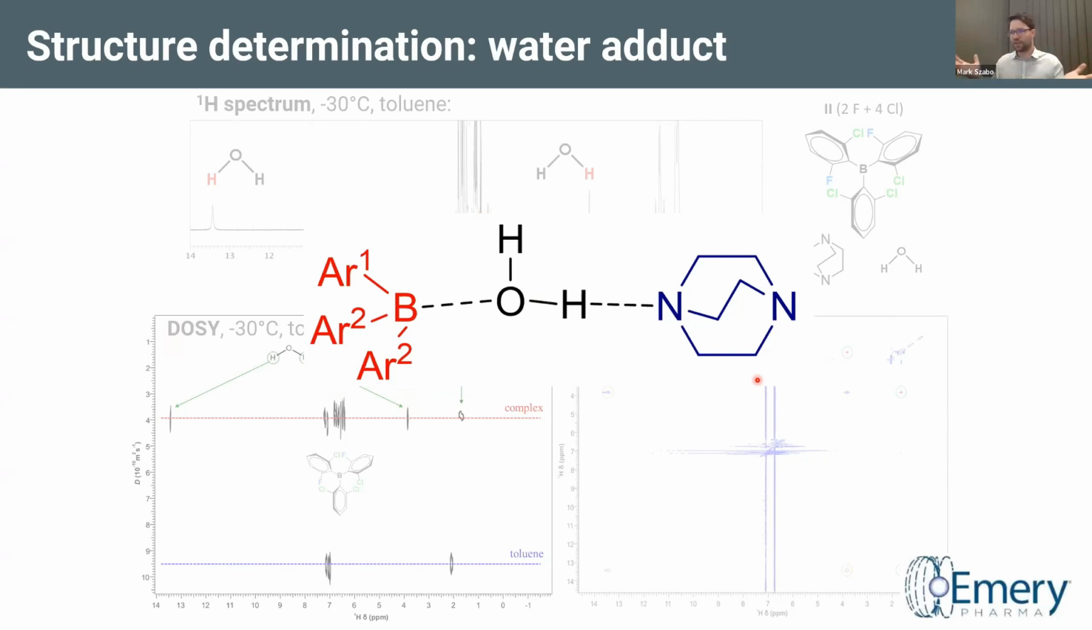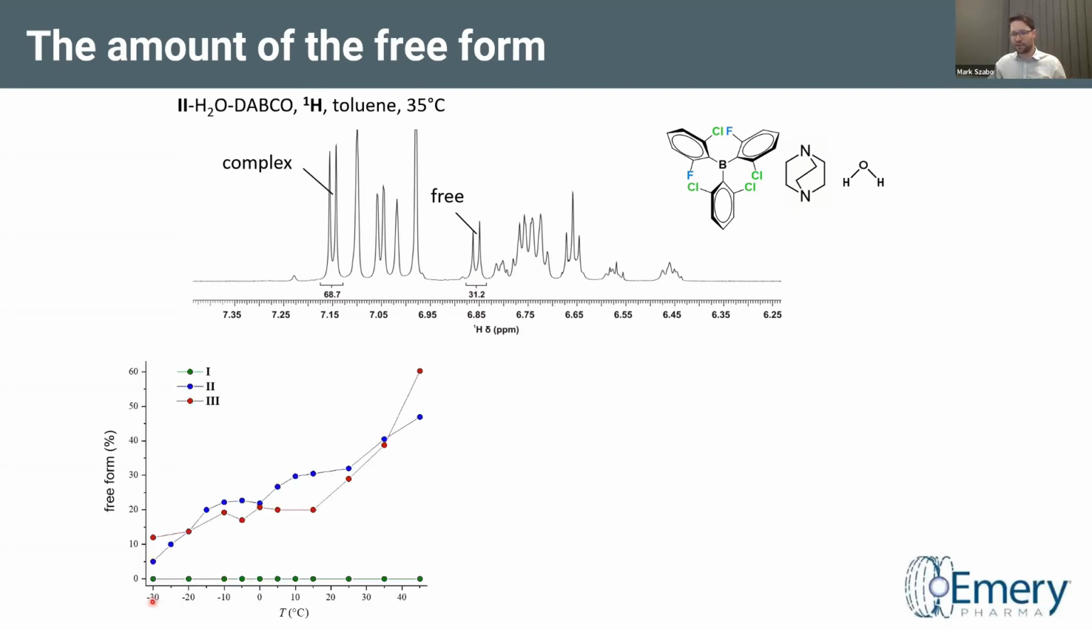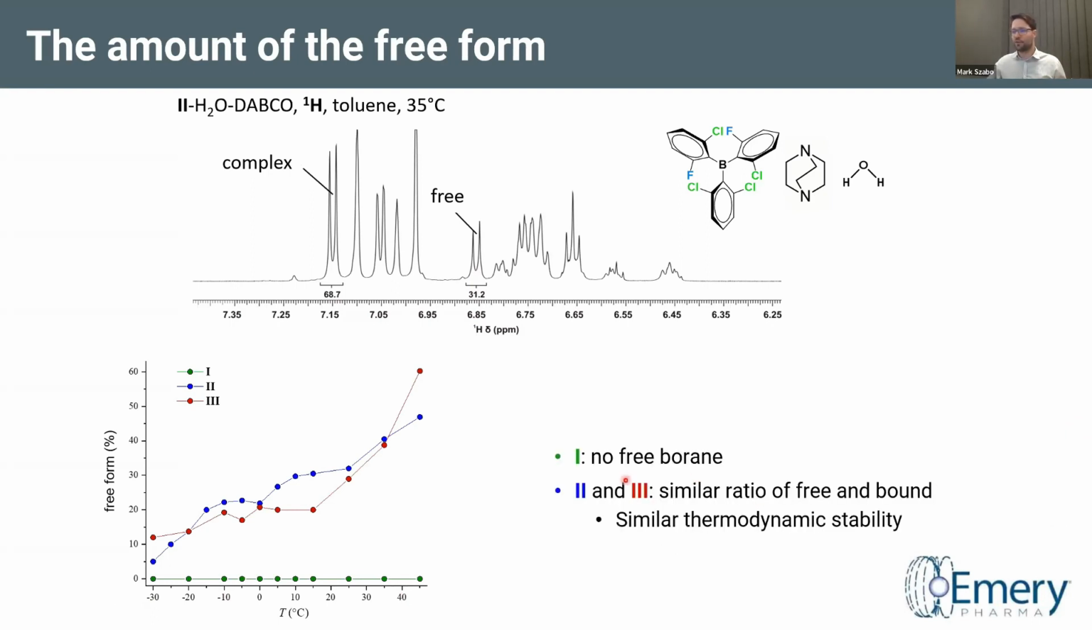Okay, so now we understand how this structure looks, what is present in our sample. But then I realized that in the proton spectrum, I can see the complexed signal, the signal of the complexed borane, and the signal of the free borane. And I integrated these two at several different temperatures, from minus 30 degrees to 40 degrees. And it turned out that in the case of borane number 1, where there are 3 fluorine atoms and 3 chlorines, there was no free borane at any of the applied temperatures.